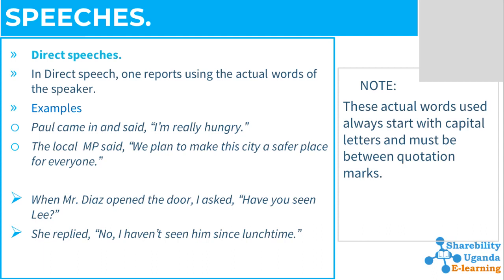it is very common to see direct speech used in books, newspapers, or magazines. As you can see, with direct speech, it is common to use the verb say. But you can also find other verbs used to indicate direct speech, such as ask, reply, and shout. Like in the following example, when Mr. Diaz opened the door, I asked, "Have you seen Lee?"